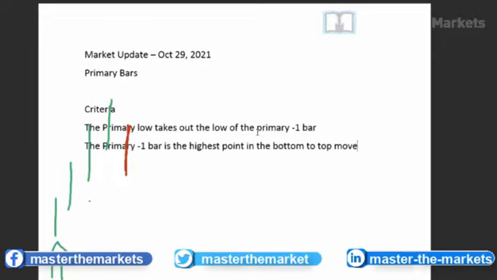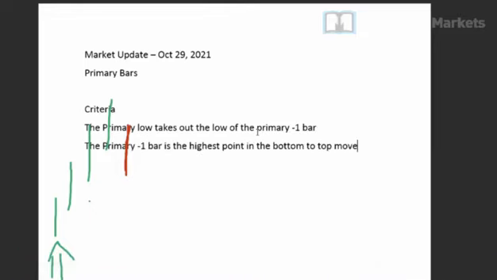A primary bar has two main criteria. The primary low takes out the low of the primary -1 bar, and the primary -1 bar is the highest point in the bottom to top move.